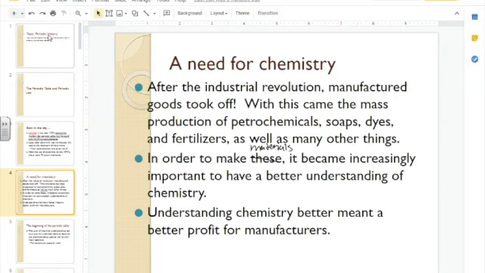So, a need for chemistry. After the Industrial Revolution, manufactured goods took off. With this came the mass production of petrochemicals, soaps, dyes, and fertilizers, as well as many other things. In order to make all that stuff, it became increasingly important to have a better understanding of chemistry. Understanding chemistry better meant better profit for manufacturers. So they needed chemists to know how to make their product cheaper, how to make their product better, what to make it out of. So with that, they needed to know what they were dealing with.